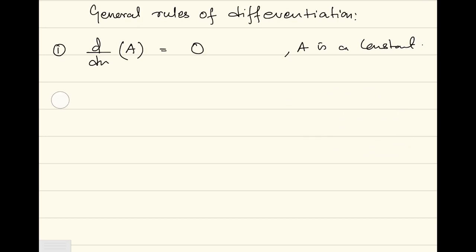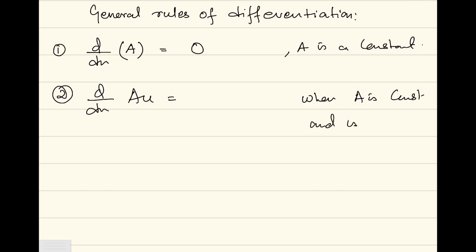0. The second rule says ddx of au, my mistake, au. If you ever have ddx of au, where a is obviously a constant and u is a function of x, then the constant will come out of the differentiation sign, and we write a du by dx. So a will come out, and whatever you get from the differentiation of u, you will write it down. Correct, everyone?